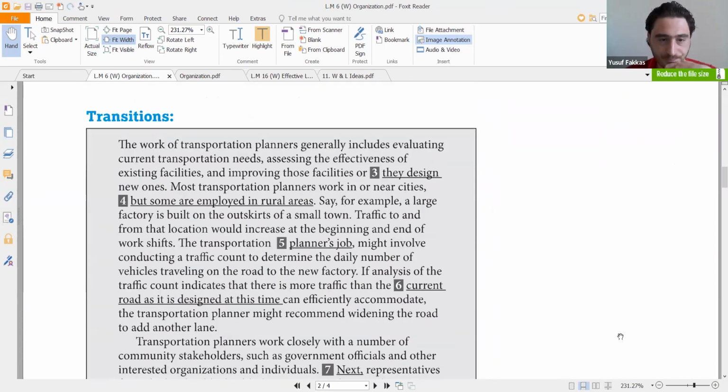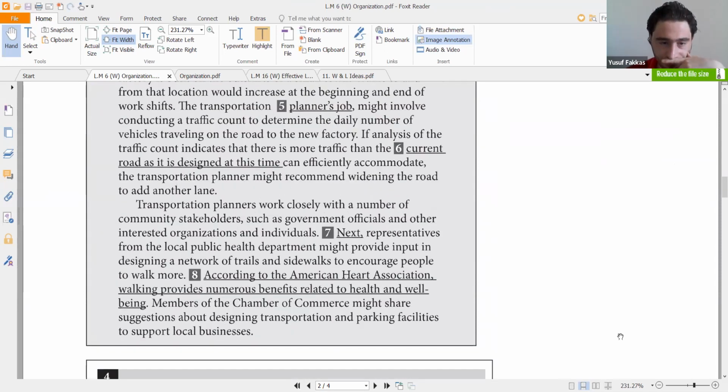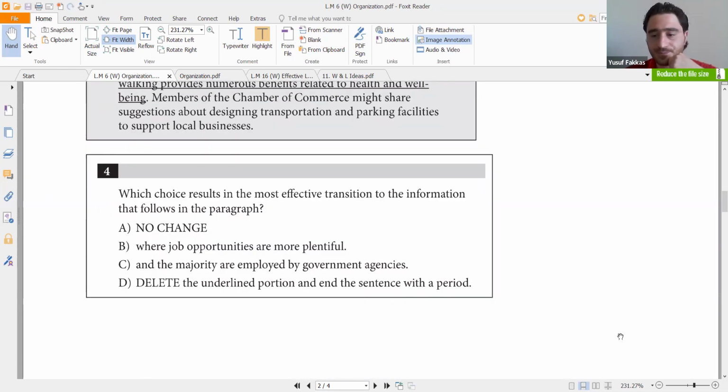All right, now, the second question here, and the third one, we have two questions now about transitions. The first question is about number 4. So they're telling us, which choice results in the most effective transition to the information that follows in the paragraph? Okay, and so this is very important. So I know already, of course, from here that this is a transition question, and my focus will be more on what follows, right? And this is question number 4.